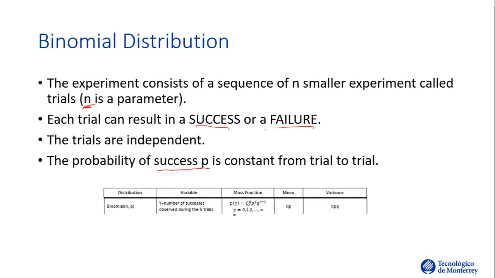The support of this distribution goes from 0 to n. It's a bounded support just for discrete values. If you apply the formula, the mean is given by n times p, while the variance is n times p times q.